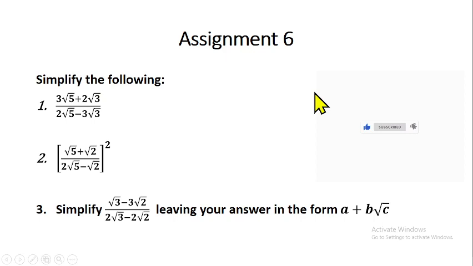So, if you understand how to rationalize a surd with its conjugate, then you can attempt assignment number 6 on the solutions we have talked about, on how to find the conjugate of a surd. Now you can lay your hands on these 3 questions and try them out. They are very, very simple if you understand what has been explained so far.